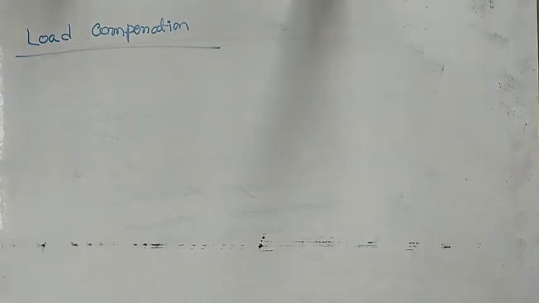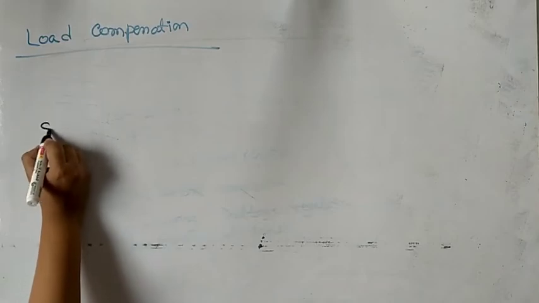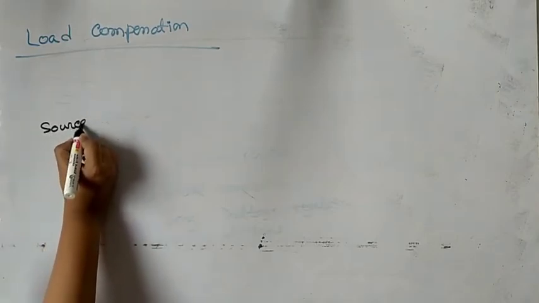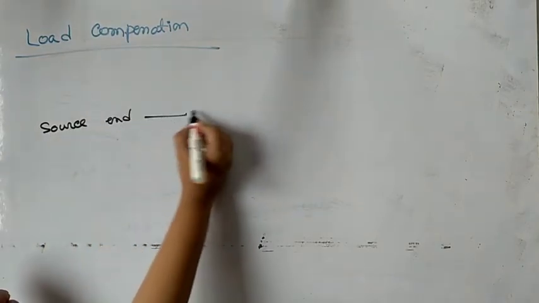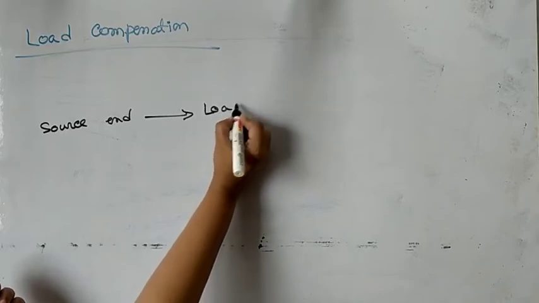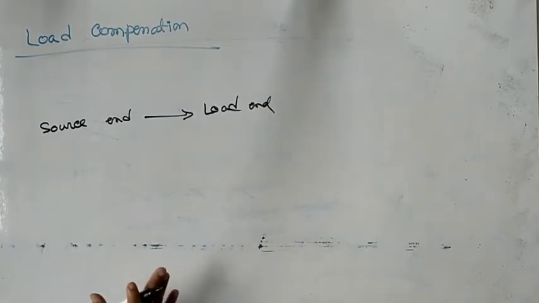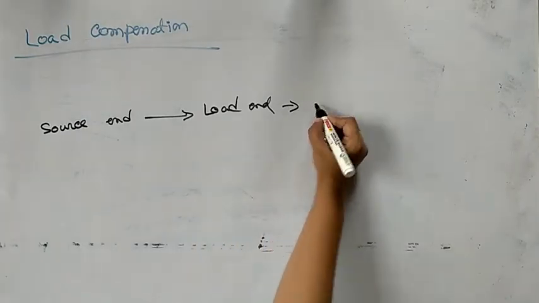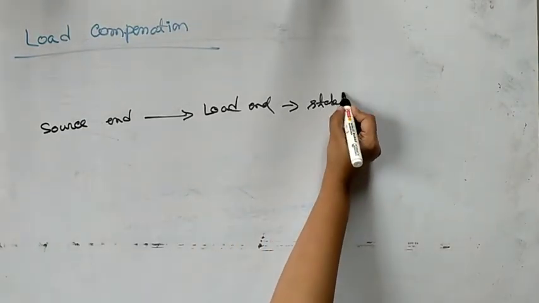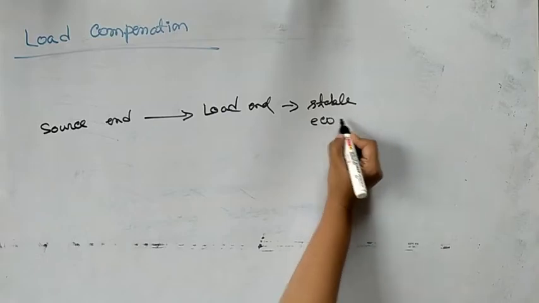The chief objective of the power system operation being supply of electric power from source end to load end stably and economically. The system should be stable and the system should be economical.